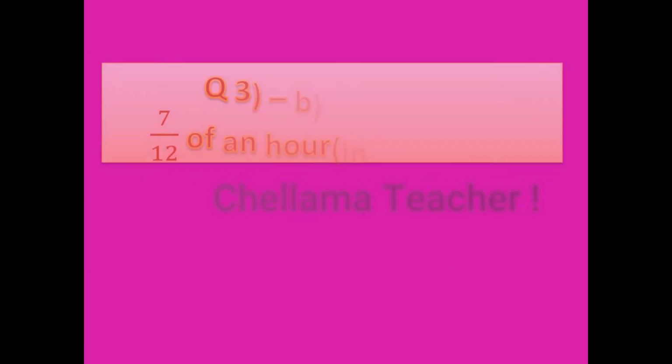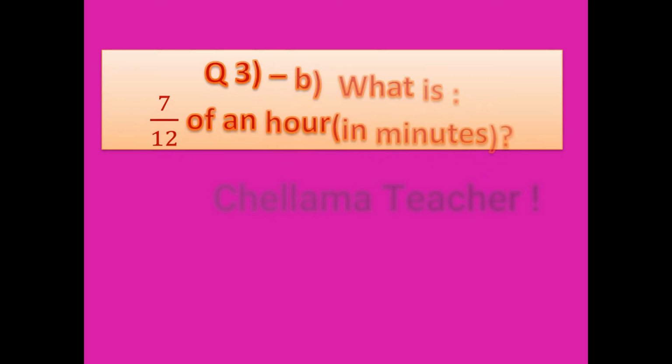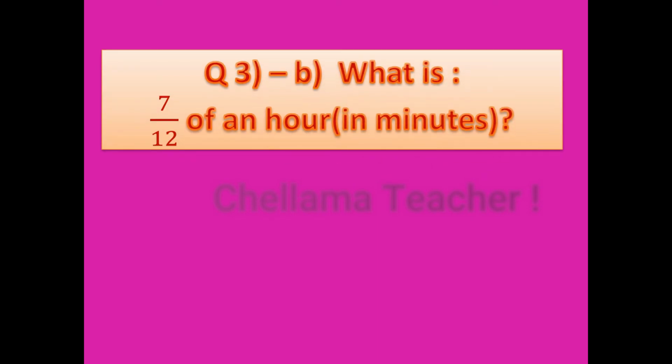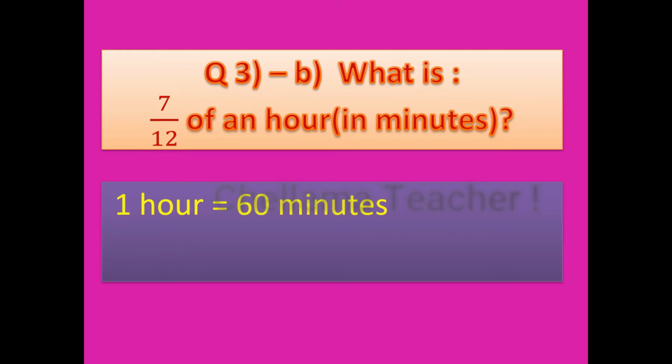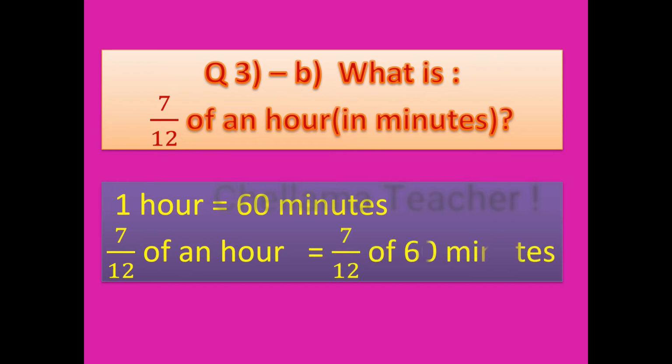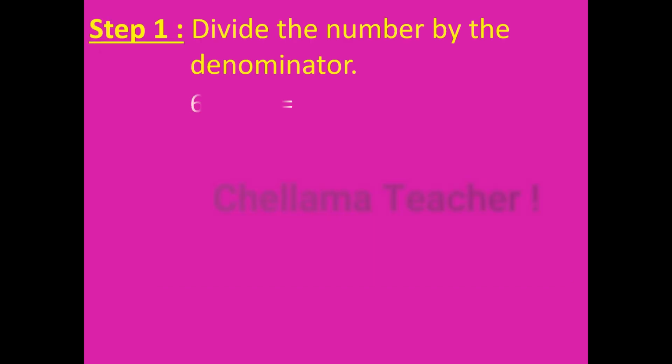Question 3, Part B. What is 7/12 of an hour in minutes? 1 hour is equal to 60 minutes. 7/12 of an hour is equal to 7/12 of 60 minutes. Let's solve the problem step by step. Step 1. Divide the number by the denominator. Here 60 is to be divided by the denominator 12, which is equal to 5.